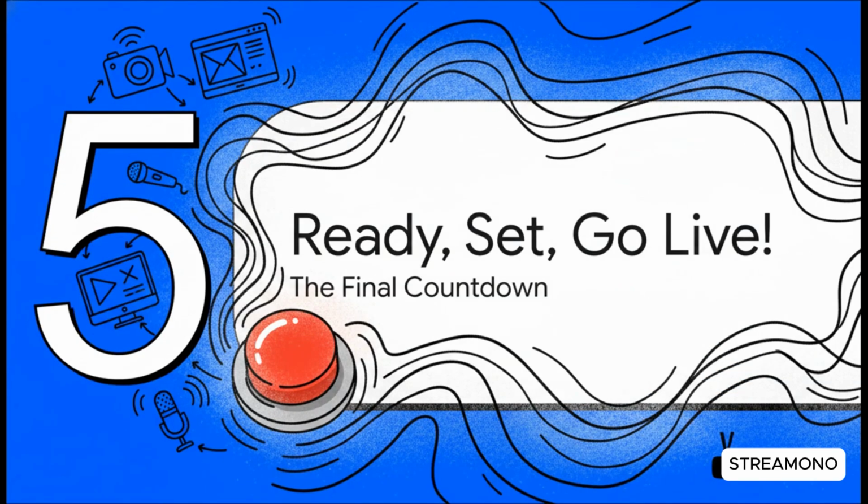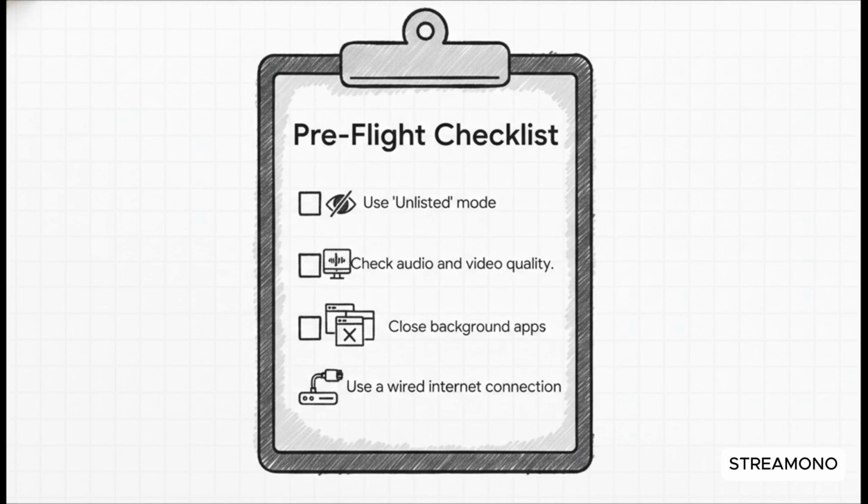Okay, you've done the setup, you've designed your layout. It's time. Let's run through the final checks before you hit that big Go Live button. Remember that unlisted stream we set up earlier? Now is the perfect time to use it. Do a quick test run. Is your video looking sharp? Is your audio clear and synced up with your mouth? Close any apps you don't need. That'll free up your computer's resources, and if you can, plug directly into your router with an Ethernet cable. It's just way more stable.